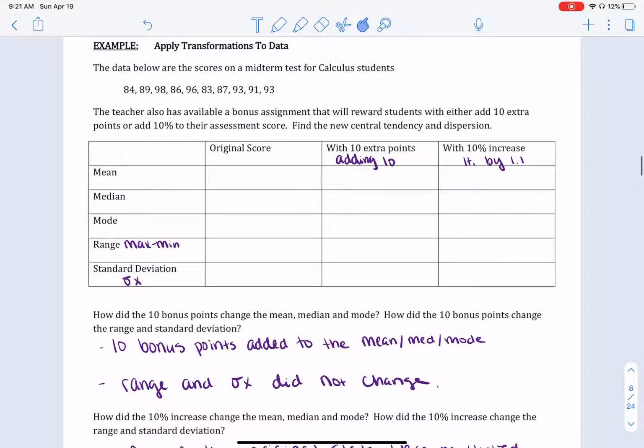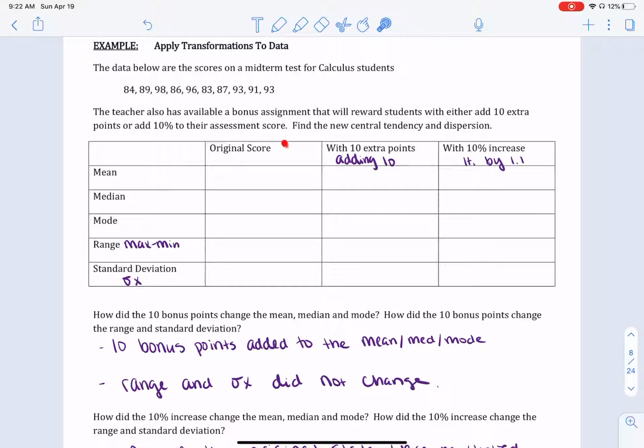up like this. So there's transformations to data. So here it says the data below are scores on a midterm test for calc students. So we've got 84, 89, and so on. The teacher also has available bonus assignment that will reward students with either adding 10 extra points or add 10% to their assessment score. Find the new central tendency and dispersion.